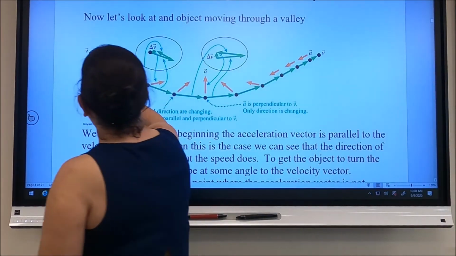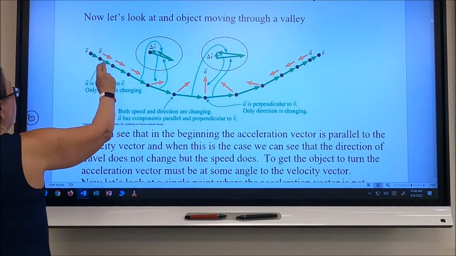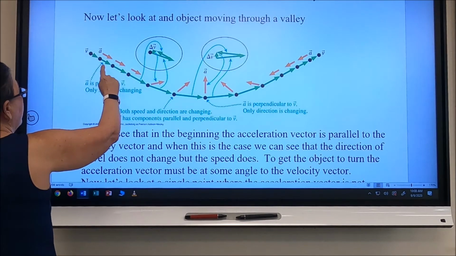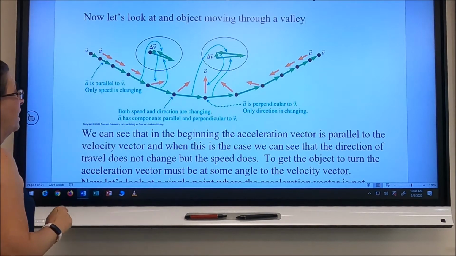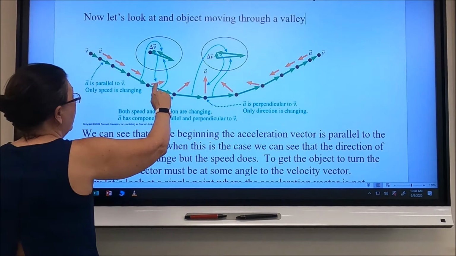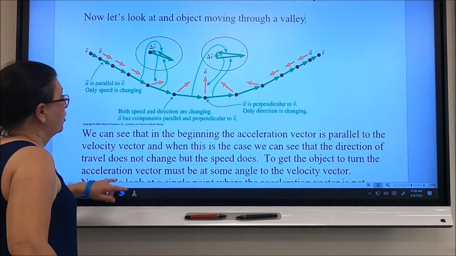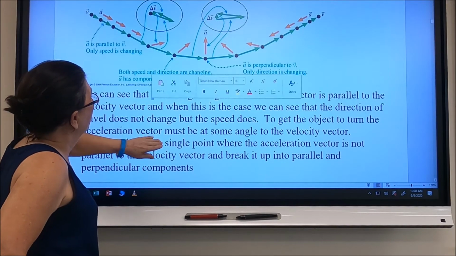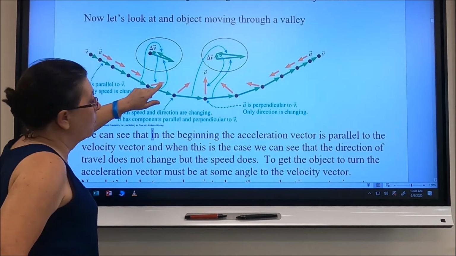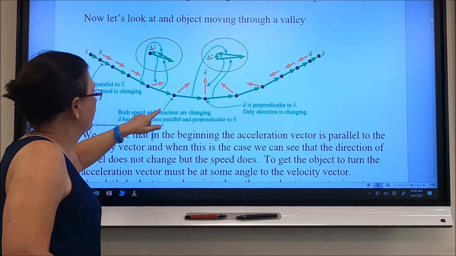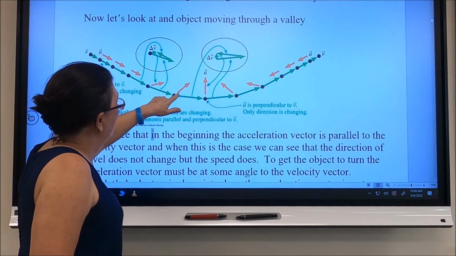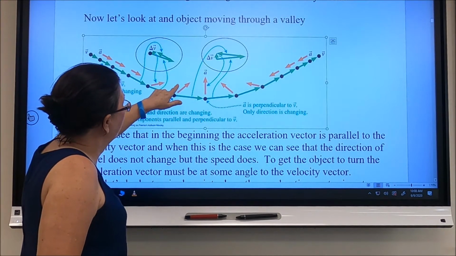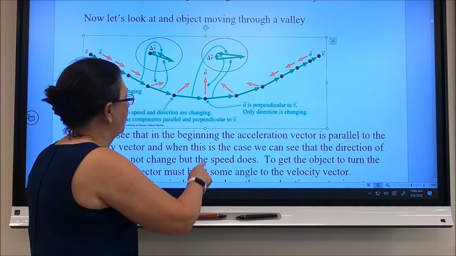Okay, so here we can see acceleration is parallel to velocity, so the velocity vectors are getting longer. Here it's at an angle, but it's not at 90 degrees, so a portion of it goes to making it longer and a portion goes to turning it. Here again, a portion increases its length, a portion is perpendicular and turns it.